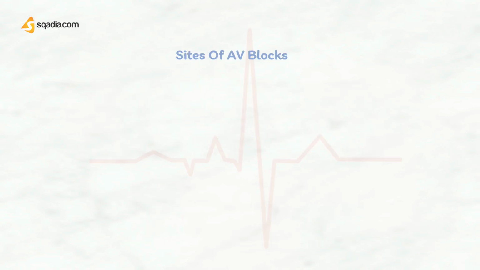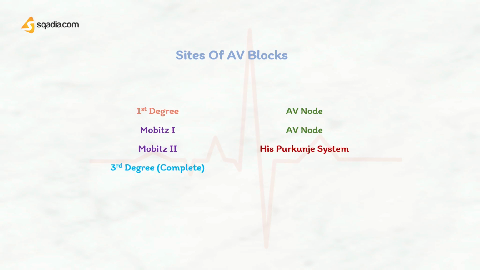The sites of AV blocks are especially important, so you should definitely try to remember these. The first-degree heart block is usually located in the AV node. Mobitz type 1 is also located in the AV node. Mobitz type 2, the block is located in the His Purkinje system, and in third-degree or complete heart block, it is also located in the His Purkinje system.